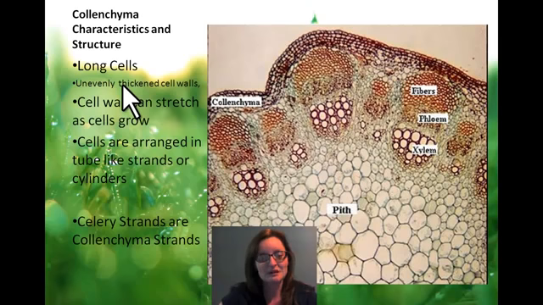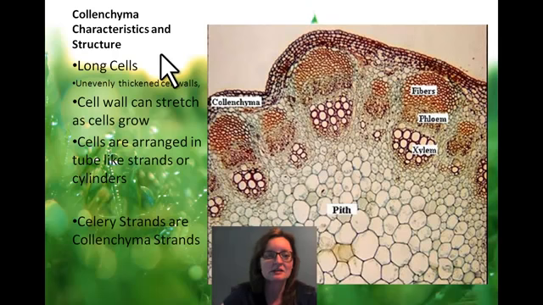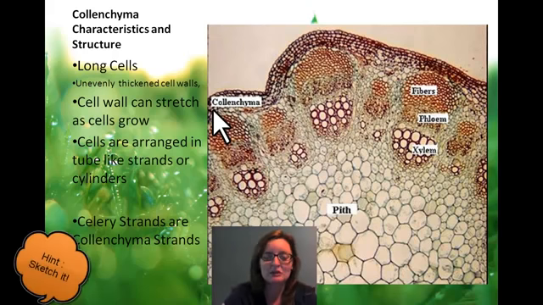Okay, the next type of cell that we need to talk about is collenchyma. And collenchyma has long, skinny cells, just like the little L's in collenchyma. It has unevenly thickened cell walls, so it looks a little more jumbled. And they stretch and grow, and they make tube shapes, hence I think of columns when I think collenchyma. And it helps us get structure.